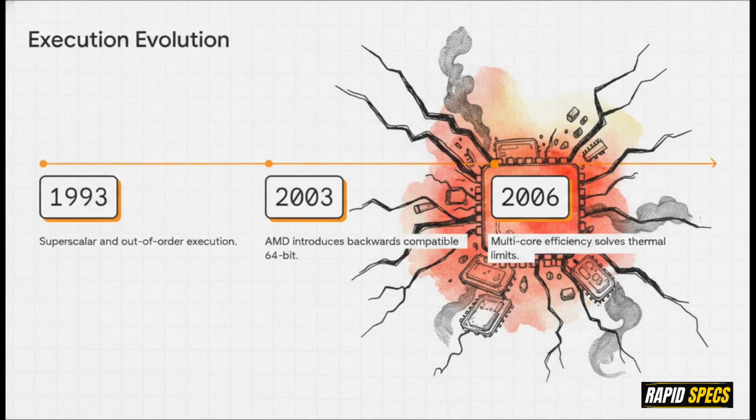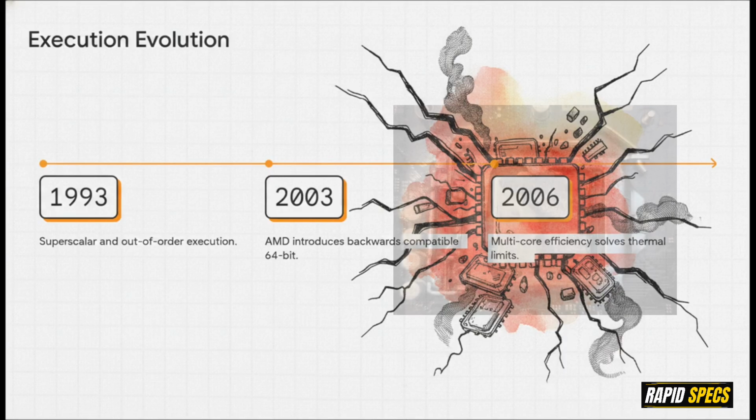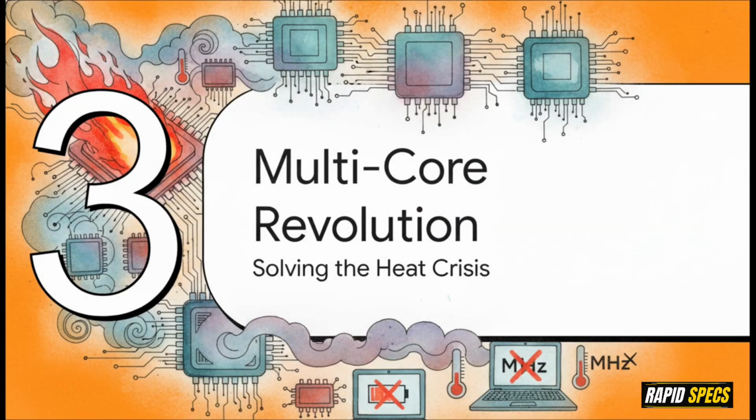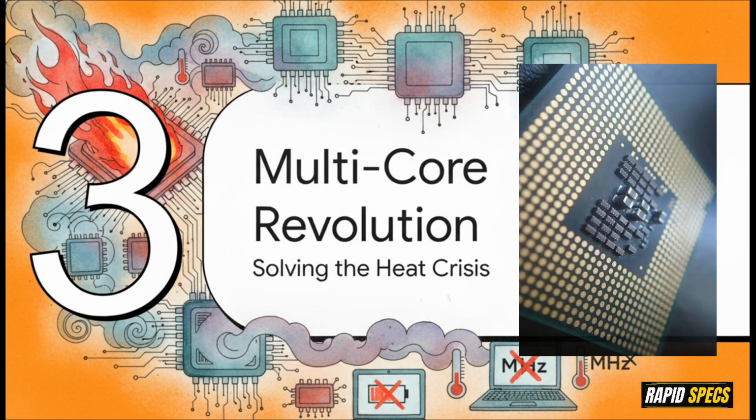Pushing forward on our timeline to 2006, we hit a genuinely dangerous physical limit. Intel's obsession with pushing those raw clock speeds higher and higher was literally melting processors. Enter Section 3, the multi-core revolution. In the mid-2000s, there was a very real thermal crisis happening. Processors were essentially acting like space heaters on your desk, and laptop batteries were dying in a matter of minutes.